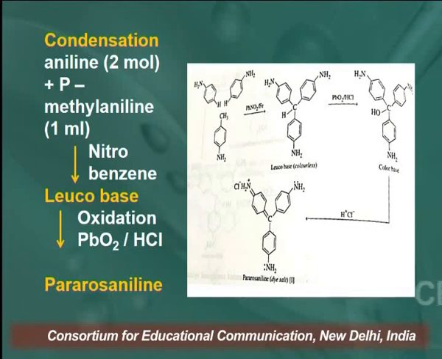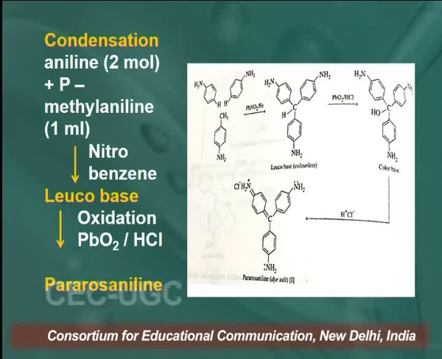So there is a leucobase. Leucobase is a colorless base of para-rosaniline dye. So when this leucobase reacts with any oxidizing agent, oxidation takes place, and after oxidation we get para-rosaniline dye. So in the structure you can see here 2 molecules of aniline react with methyl aniline. So when this methyl aniline reacts with nitrobenzene we get a leucobase.